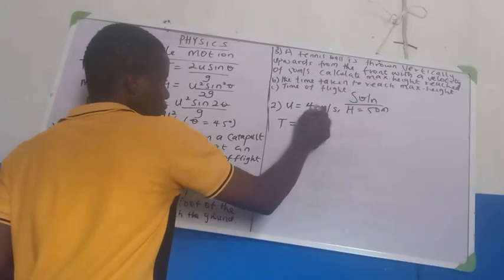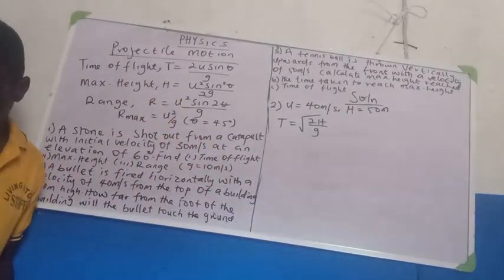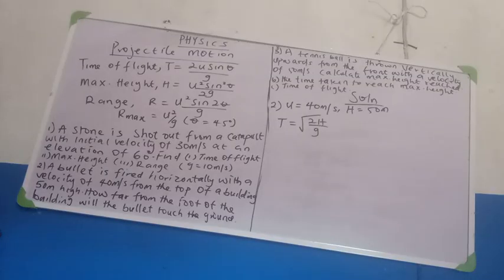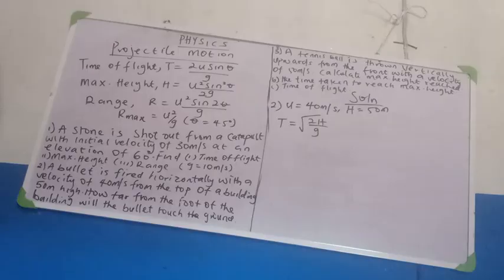t is equal to the square root of 2h over g. Normally, my teachers include that as well in the formula. So that's for time of flight. The formula, the square root of 2h over g, will give us the time of flight.